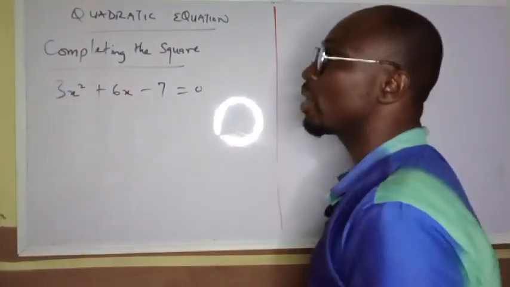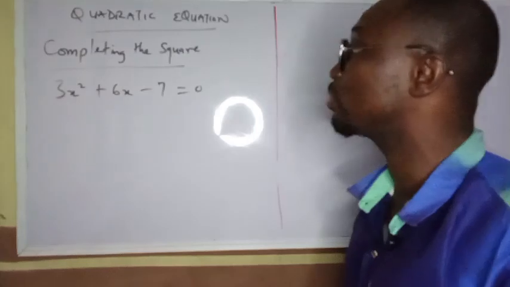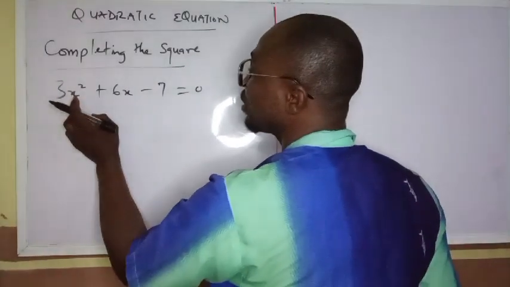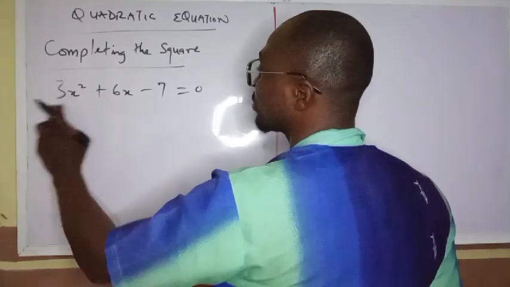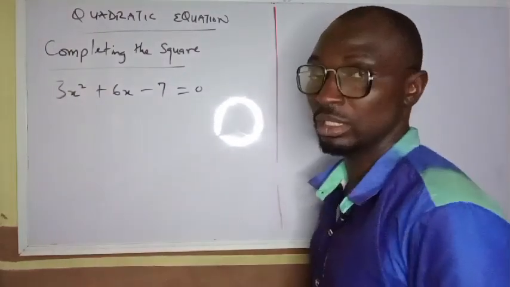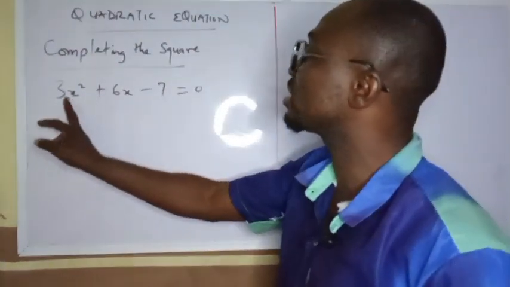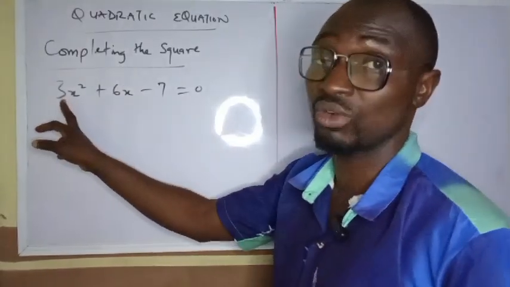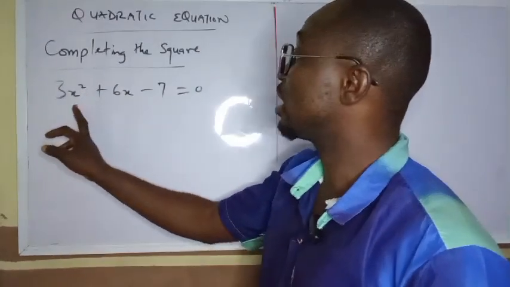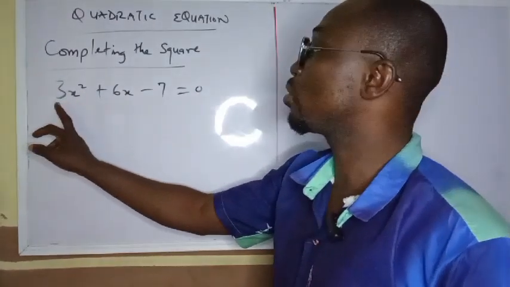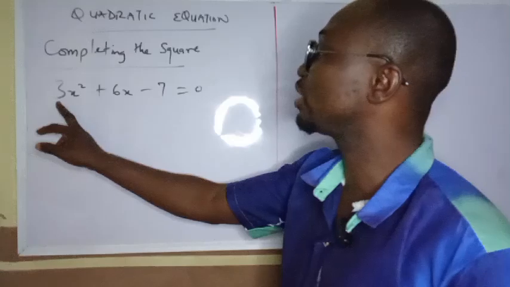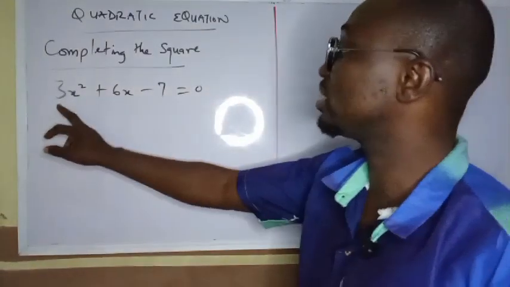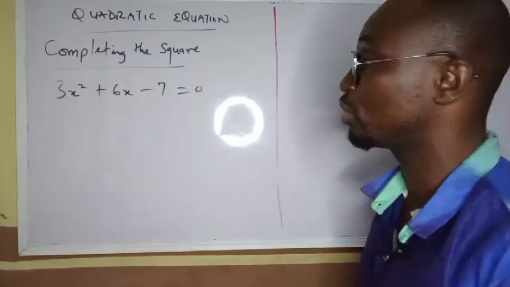The first thing we are going to do is we want the coefficient of x squared in this expression to be 1. If the coefficient of x squared in the quadratic equation is not 1, for example, here the coefficient of x squared is 3, we are going to use this 3 to divide all through the equation.